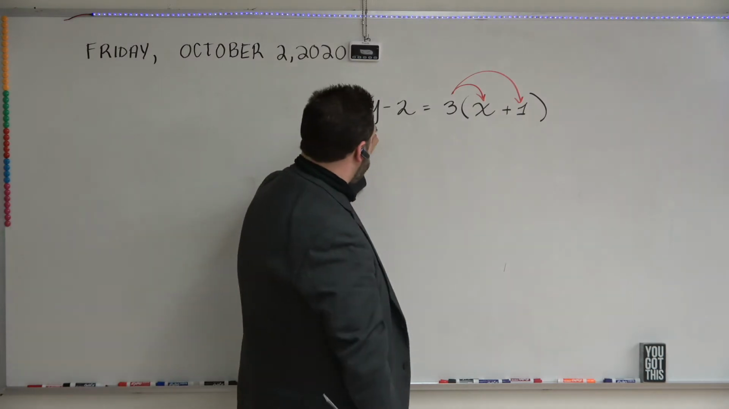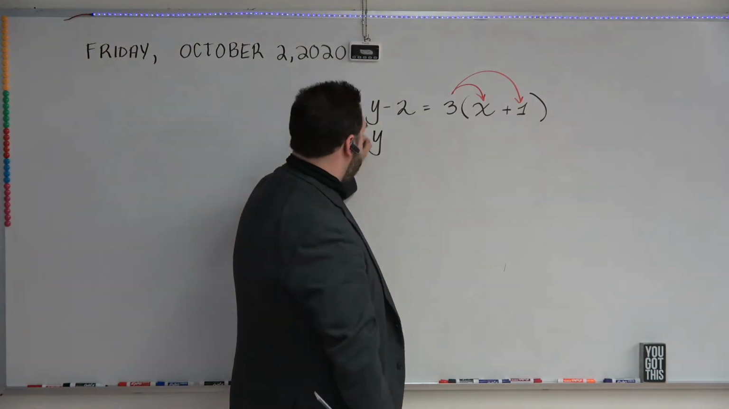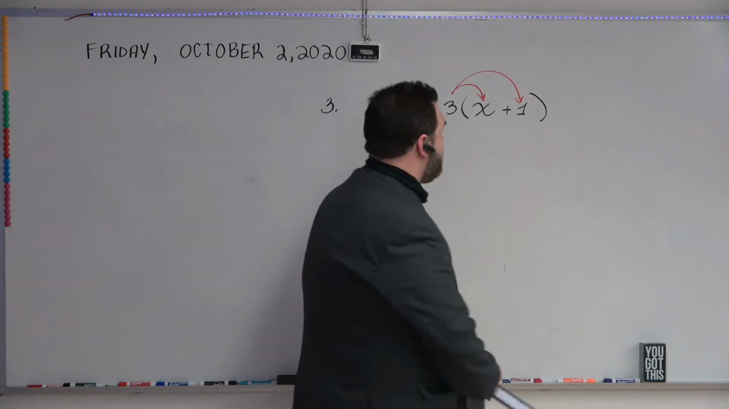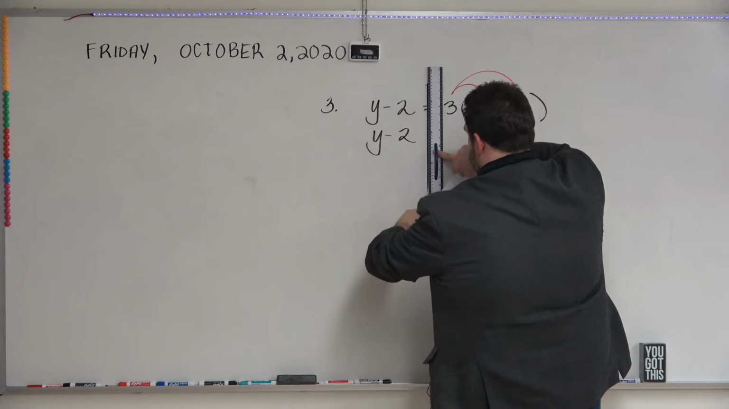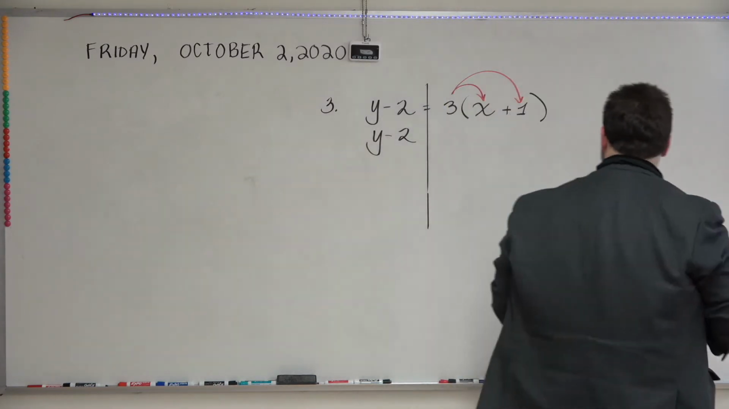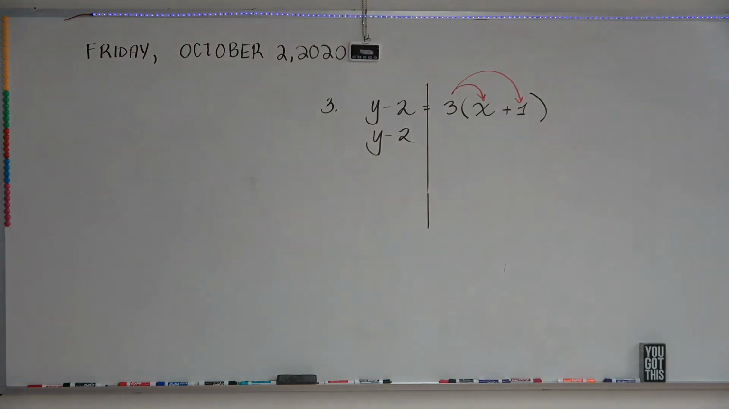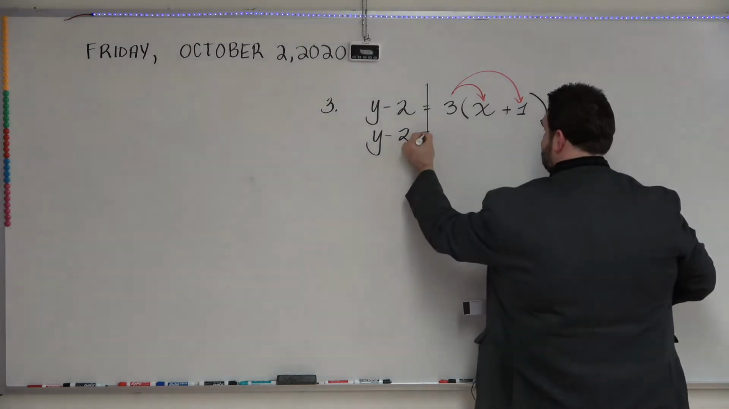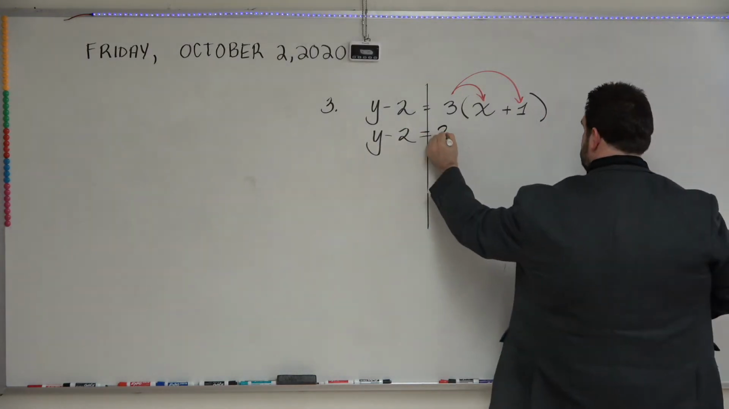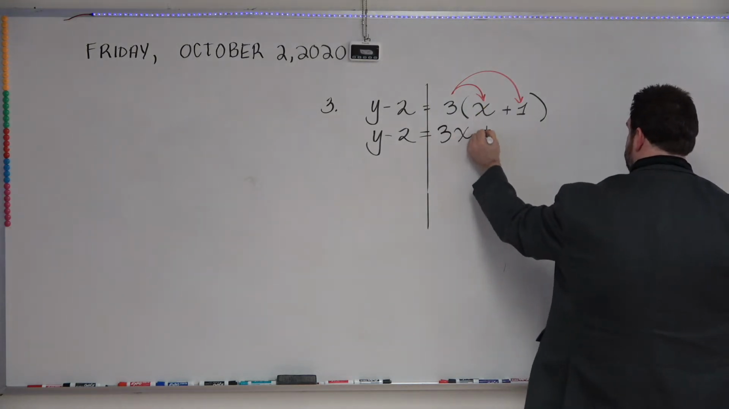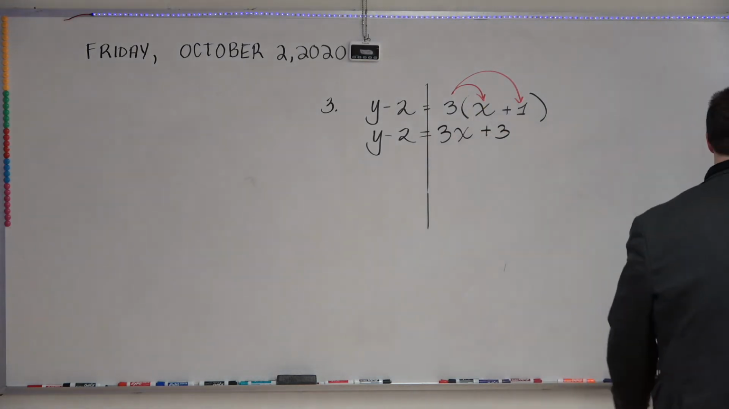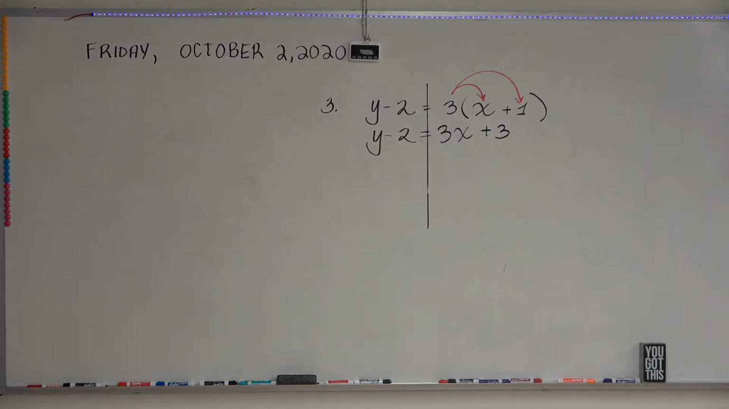Yes. So we'll just bring this y minus 2 down since I didn't touch that. And I better draw my vertical line. Now, what do I do? You put 3x plus 3. 3 times x is 3x, 3 times 1 is plus 3. Very good. Now, in this problem, we got one more step until we're done.